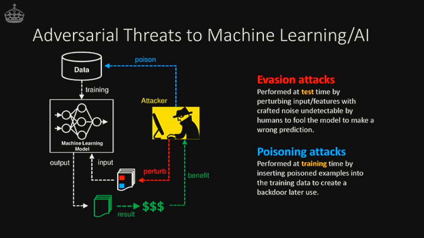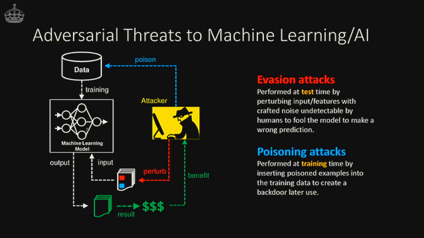So there are first evasion attacks. They are performed at test time by perturbing the input features with crafted noise that is ideally undetectable by humans to fool the model to make a wrong prediction. And if possible, even the prediction chosen by the attacker. So that's the red attack route here, where we go and modify the input to the machine learning model.